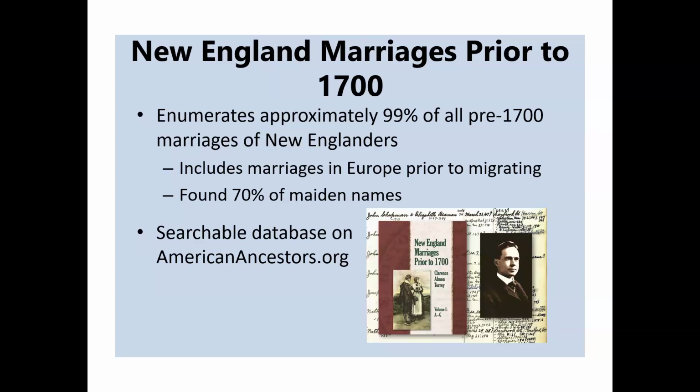It enumerates approximately 99% of all pre-1700 marriages of New Englanders that were found in published resources. That's an important thing. But the good news is that it has identified about 70% of maiden names, and even better, it is a searchable database on American Ancestors.